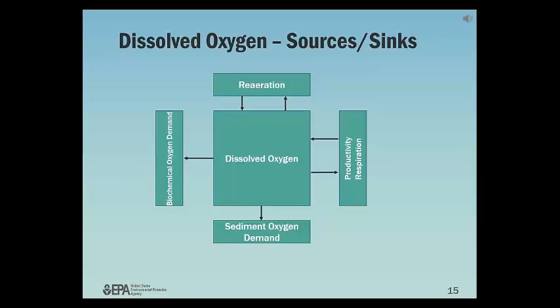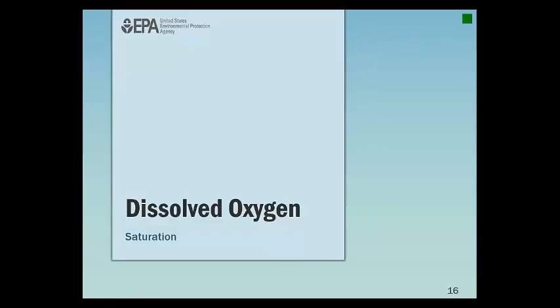All right, our next steps are we're going to look at the different things that are sources and sinks for dissolved oxygen in the water column, and we're also going to look at other phenomena that occur in the water column that affect the dissolved oxygen concentrations. The first one we're going to start off with is saturation, which is the amount of oxygen that can be held by the water.